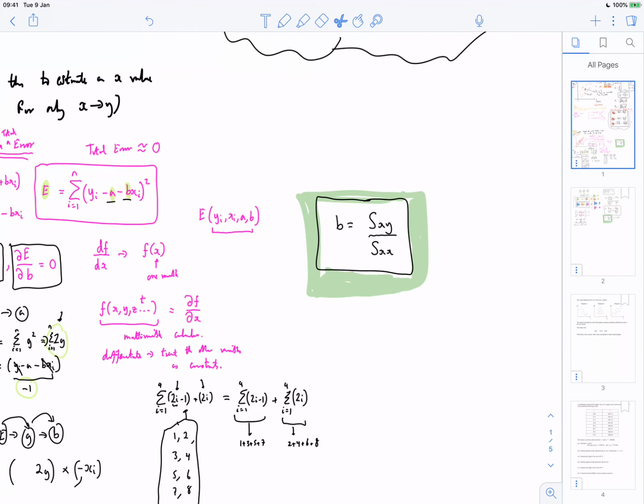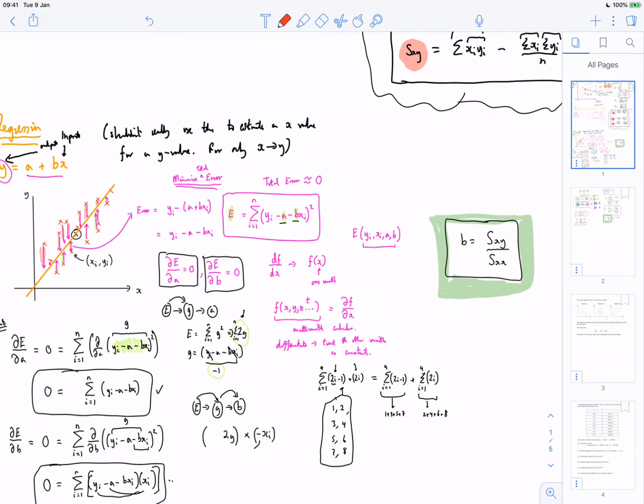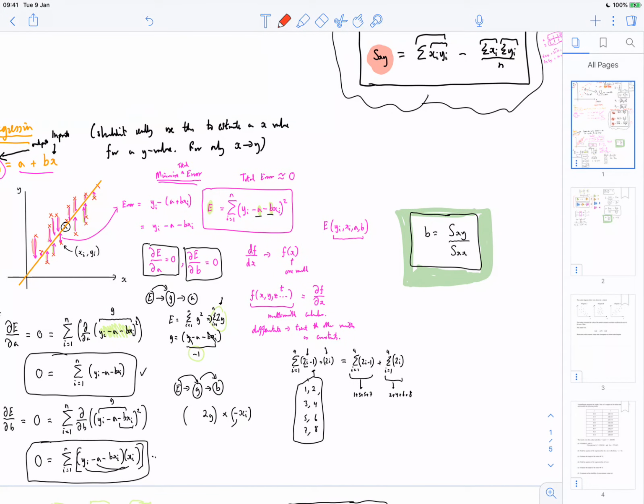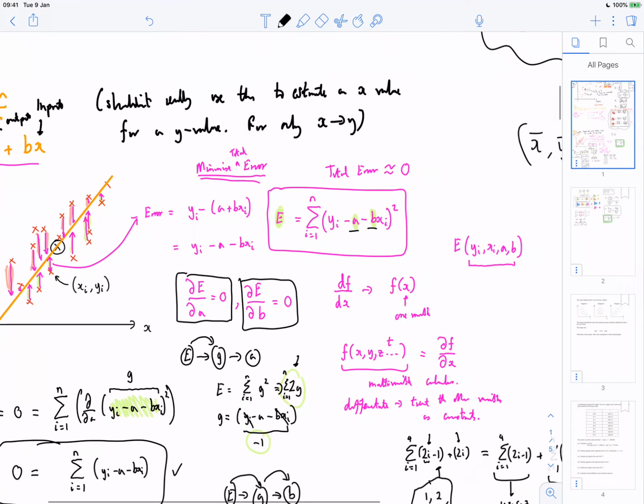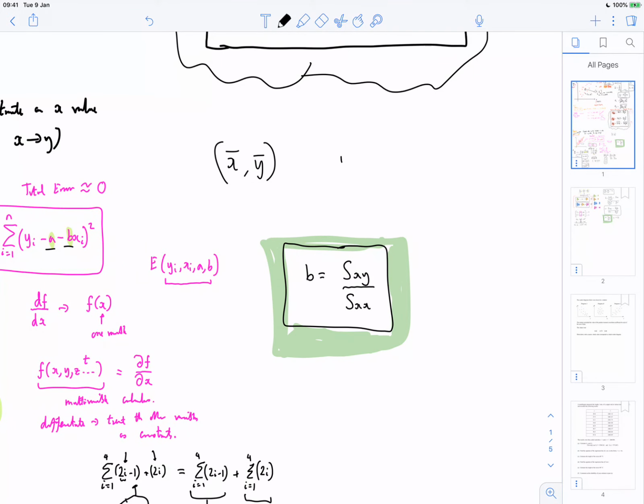What I would do is I know that A is such that, well, think about it. I know one point that's on the line, right? What point do I know? I know that X bar and Y bar are on the line. I defined that line of best fit to go through there. So that means Y bar should equal A plus B lots of X bar. So if I know what X bar and Y bar are and I know what B is now, then I can just make A the subject. So Y bar minus B X bar is just what A is.